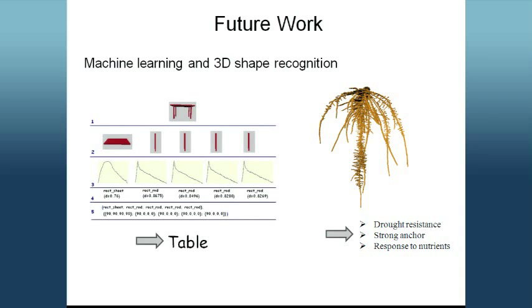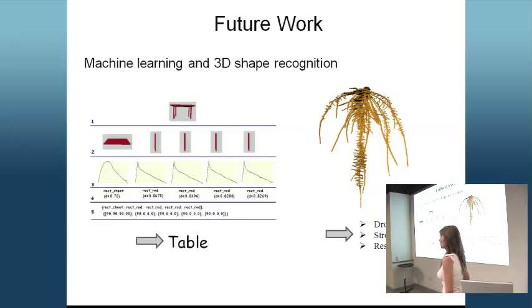In computational biology, the problem is quite similar, but I think it's more challenging, because given some particular shape, we can compute a set of features. But what we are ultimately interested in understanding is whether a plant with a given shape of root architecture will be resistant to drought, or will have a strong anchor.